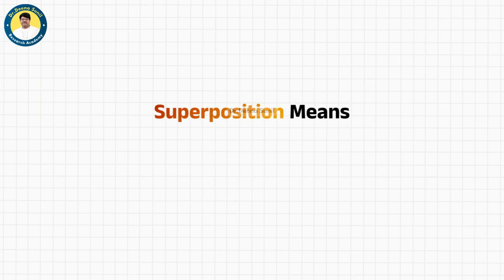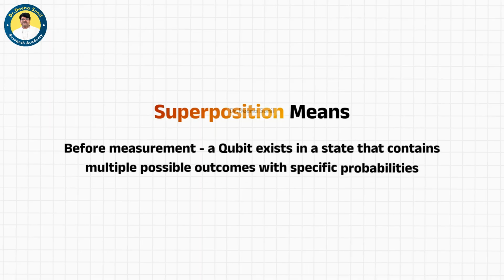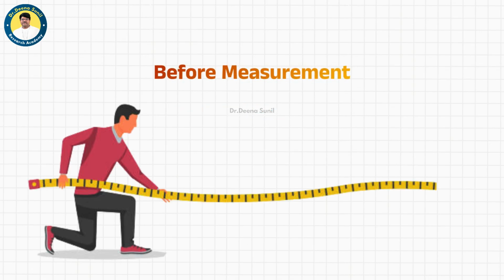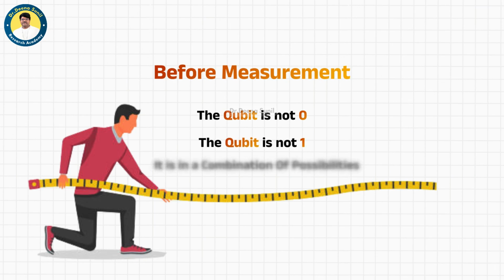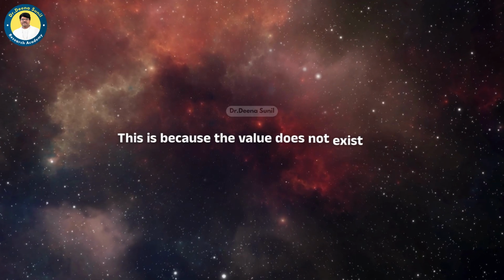What superposition actually means? Superposition means this. Before measurement, a qubit exists in a state that contains multiple possible outcomes with specific probabilities. Before measurement, the qubit is not 0. The qubit is not 1. It is a combination of possibilities. This is not because we don't know the value. This is because the value does not exist yet.